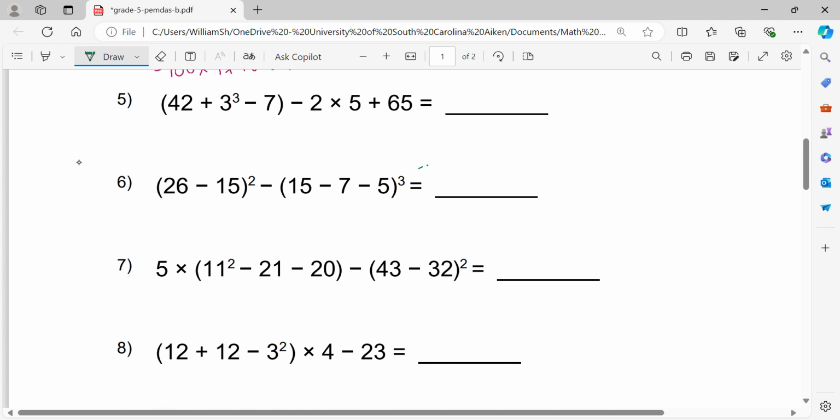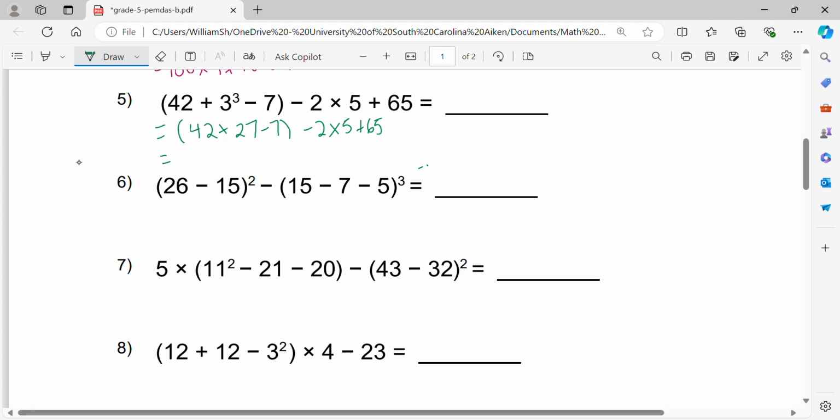Now, number 5. Number 5 tells me, parentheses 42 plus 3 to the third minus 7, minus 2 times 5 plus 65. Doing what's in the parentheses first, but we have to take care of the order of operations within the parentheses as well. So I'm going to take care of the 3 to the third first inside this parentheses. So I'm looking at 42 plus, now 3 to the third is 3 times 3, which is 9, times 3, which is 27, minus 7, minus 2, times 5, plus 65.